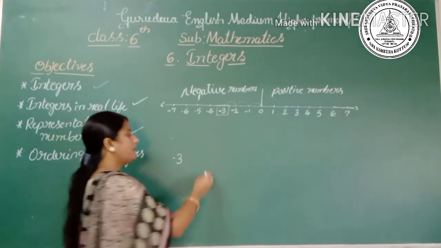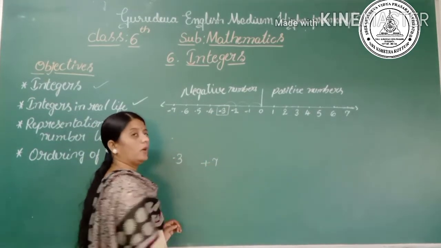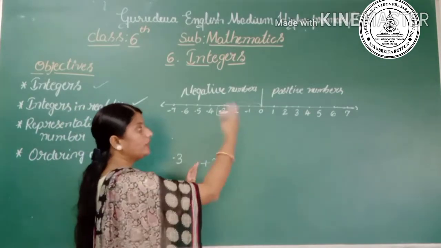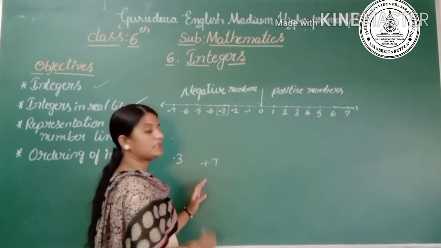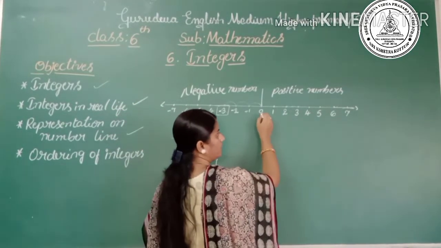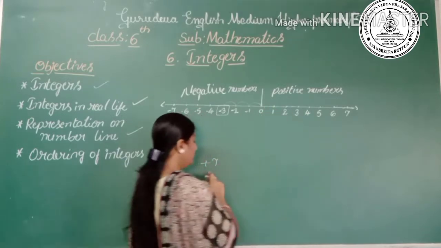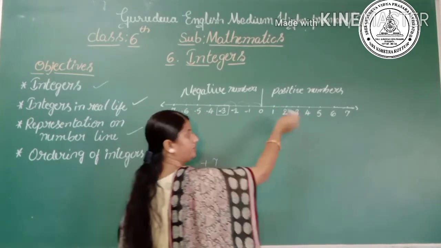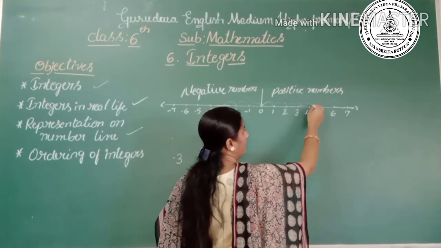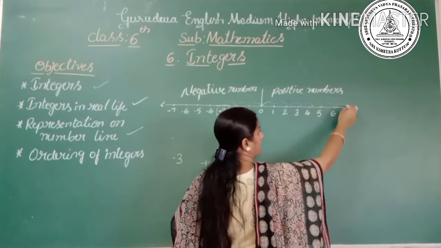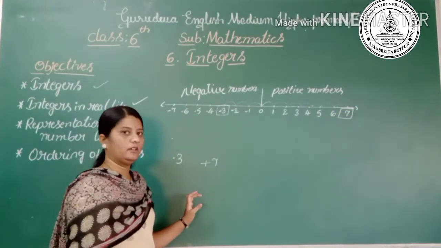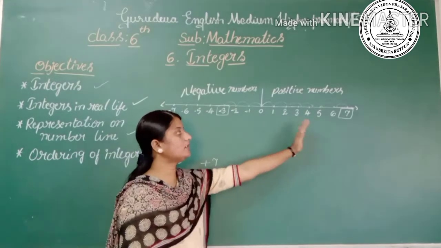Okay. Then mark plus 7 on the number line. Here we have to move right of the 0. So we have to move 7 steps to the right of the 0. Here there is a 0. 1, 2, 3, 4, 5, 6, 7. Here there is a 7. So these are the positive numbers.